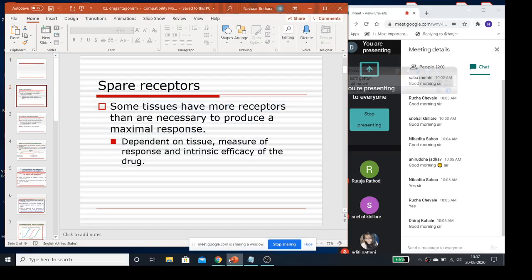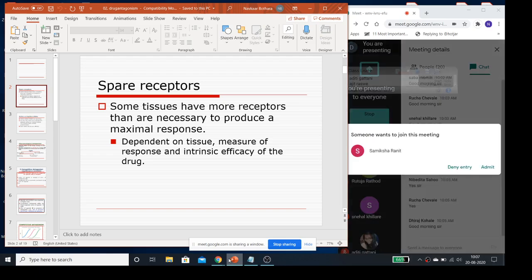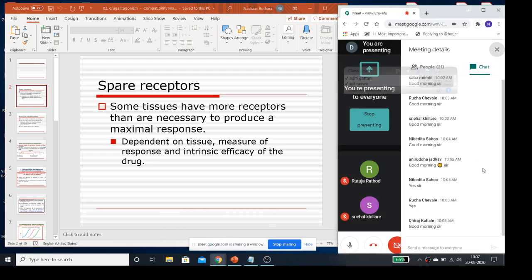There is one concept that is called spare receptors. Some tissues have more receptors than are necessary to produce a maximal response, and therefore they are able to show activity even when receptors are blocked by the antagonist. So they are dependent on tissue, and on the measure of response and the intrinsic efficacy of the drug.